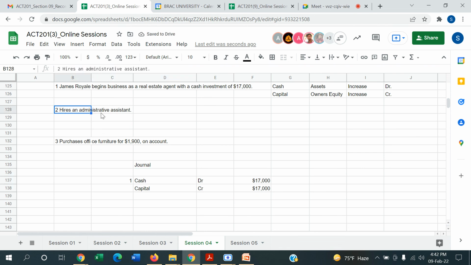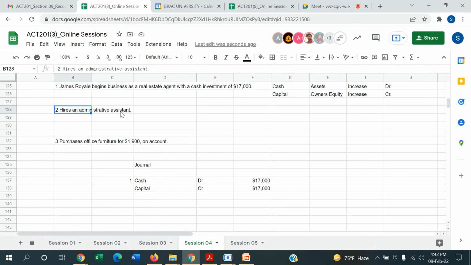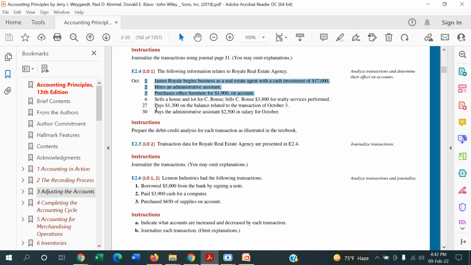Second one, hires an administrative assistant. Okay, forget about this. It's not a transaction. Is hiring an administrative assistant a transaction? No, sir. No, it's not a transaction yet, because this assistant has not yet provided any services, and you are not liable to pay them as well. Let me change this one.